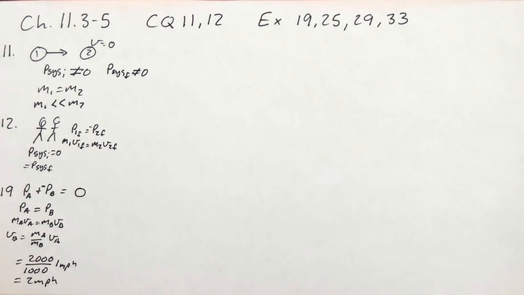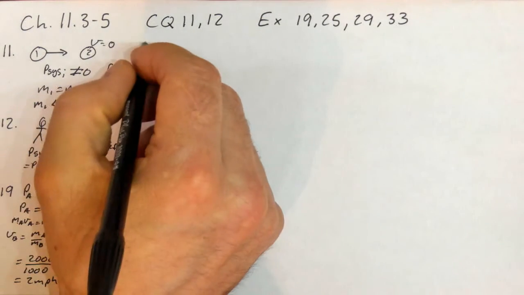So the car that's half as much must drive twice as fast to have the same momentum as the other car, because their momenta need to be the same in order to, in this collision, have the final momentum of the system be 0. Okay, let's move to 25.